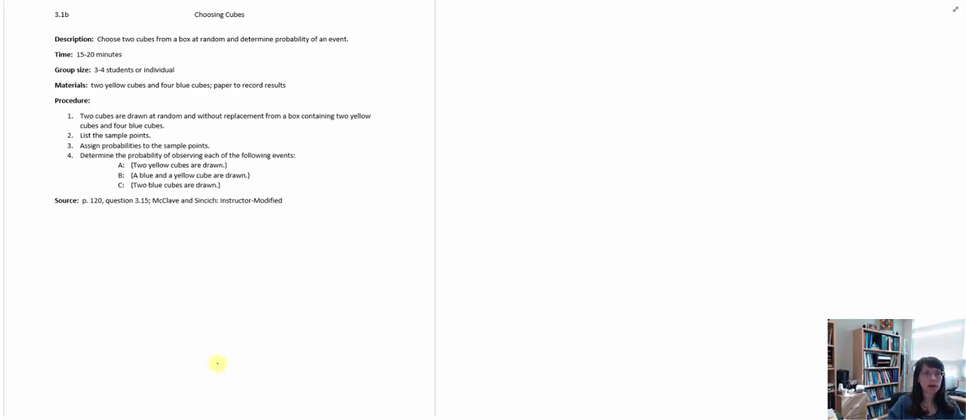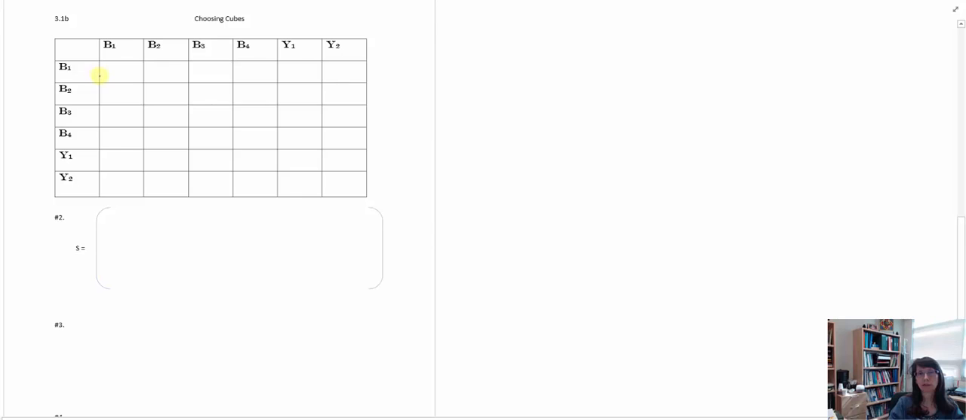What we're doing for step 1 is 2 cubes are drawn at random and without replacement from a box containing 2 yellow cubes and 4 blue cubes. We're going to list the sample points for step 2. And since we are only concerned with actually choosing a cube, the order of the colors we choose is not important for this experiment.